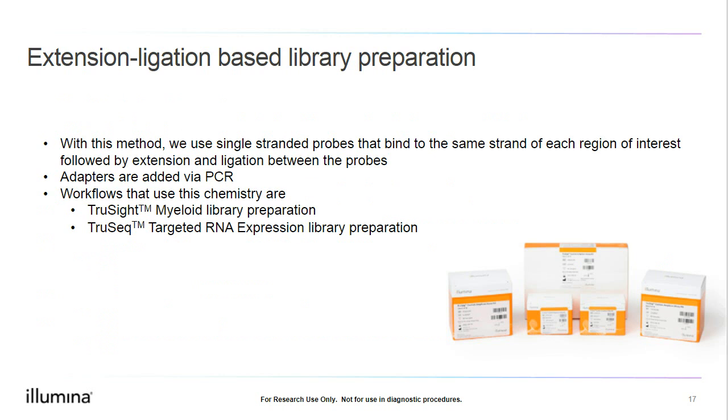So now we'll go ahead and touch on extension ligation-based library preparation. With this method, we use single-stranded probes that bind to the DNA or cDNA. Then we perform an extension ligation reaction between the target probes to create a single-stranded amplicon. After this, the sequencing adapters are added via PCR.